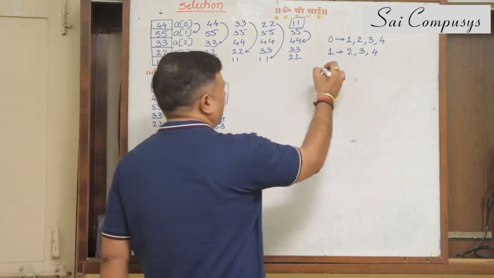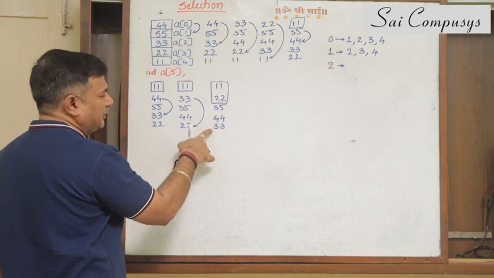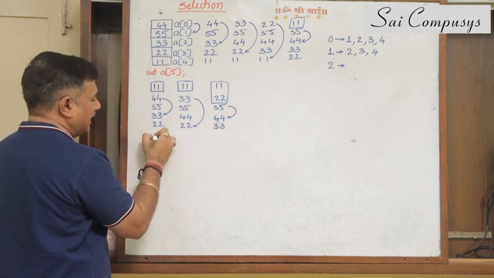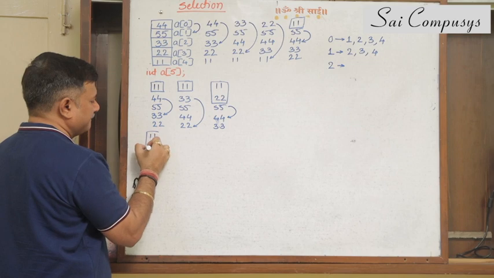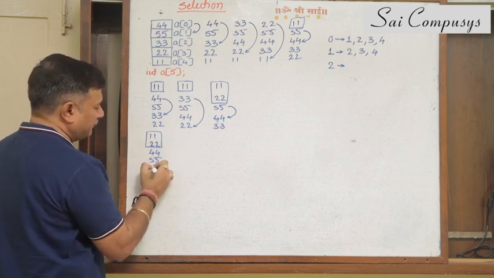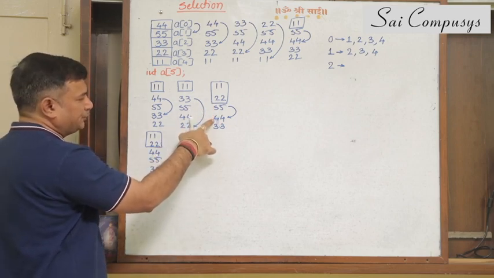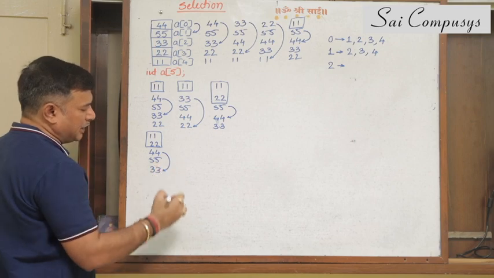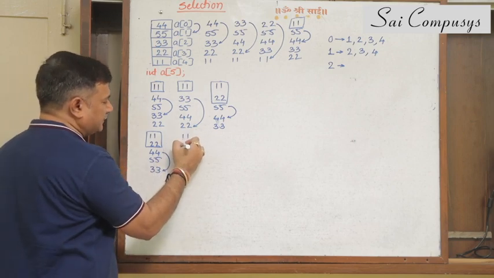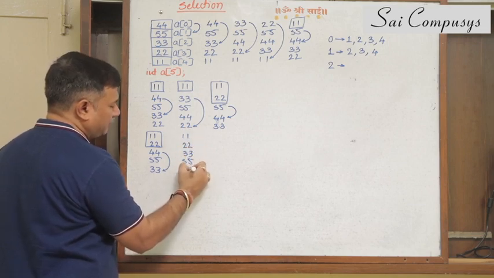I have to select A of 2 and compare with elements below it. If A of 2 is greater than A of 3, I need to interchange them. This is 44, 55, 33. A of 2 greater than A of 3, A of 2 greater than A of 4. If A of 2 is greater than A of 4, I'll interchange them. This is 11, 22, 33, 55 and 44.